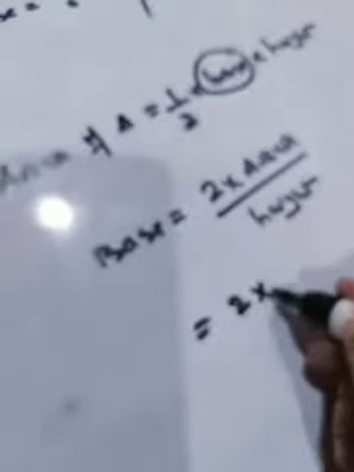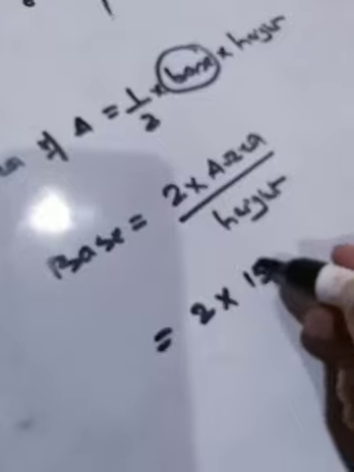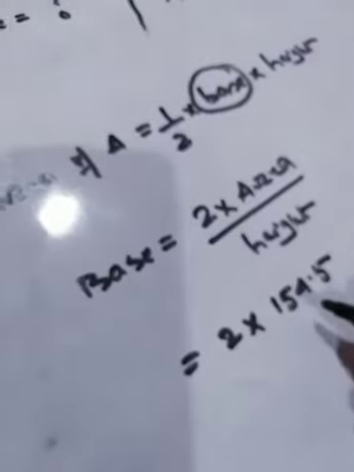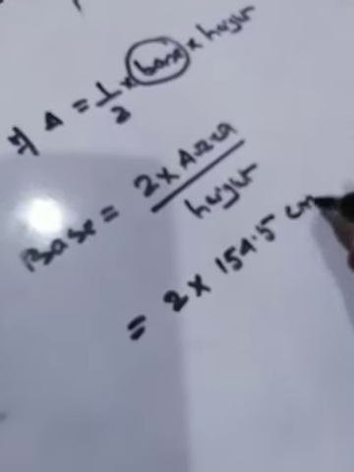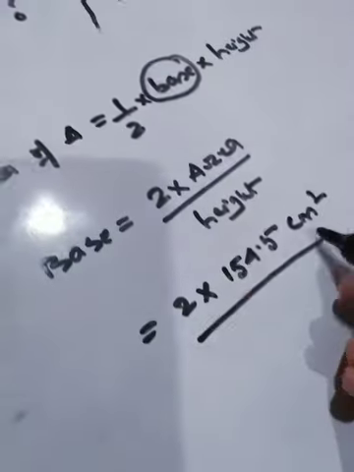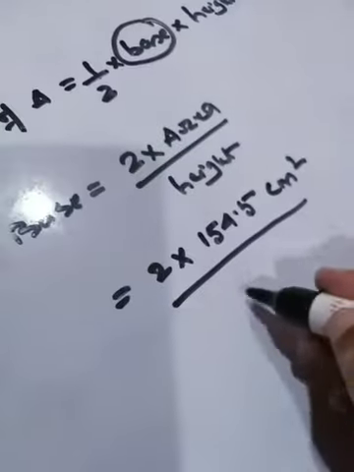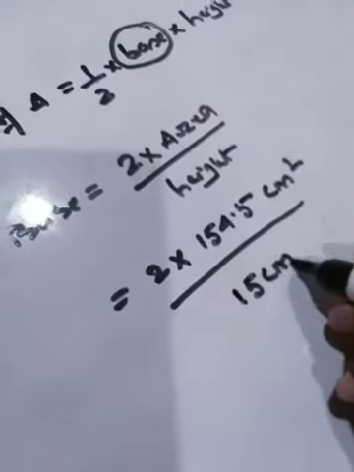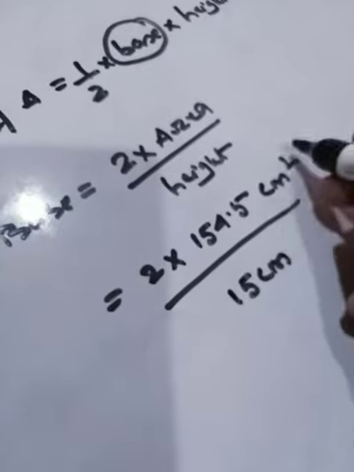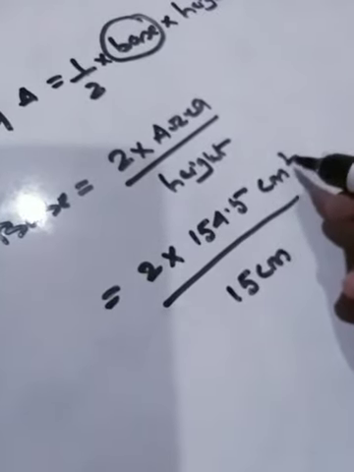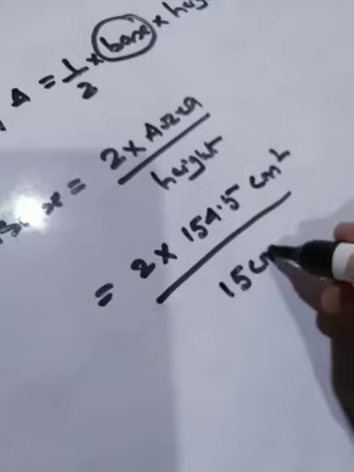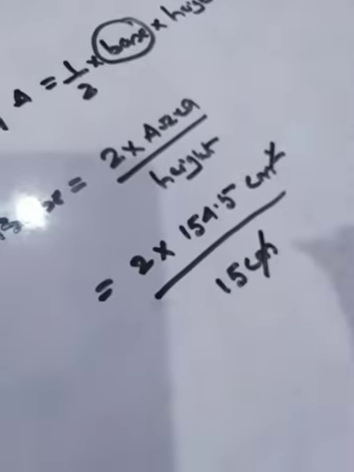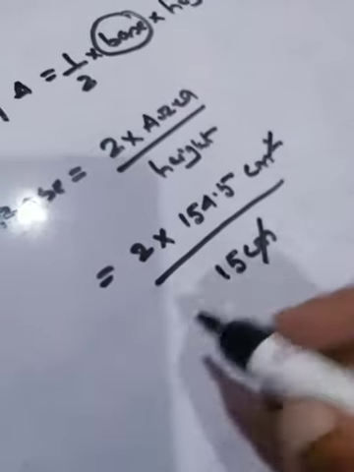Now what are the values given? Area is given 154.5 centimeter square. And what is the value of height given? 15 centimeter, isn't it? Now first of all, reduce this unit. 2 centimeters are there and 1 centimeter is there in the denominator. So we will reduce 1. So only 1 centimeter will remain.